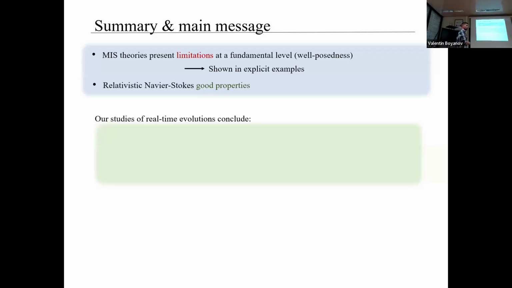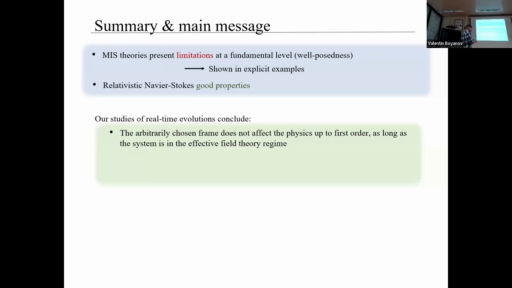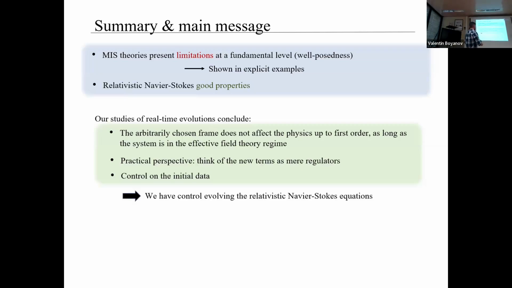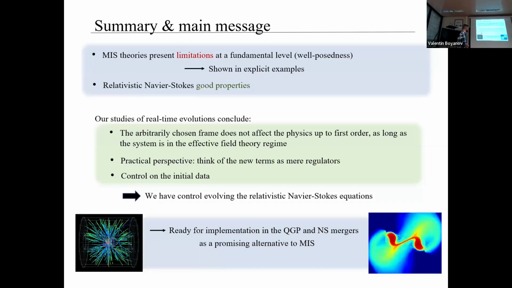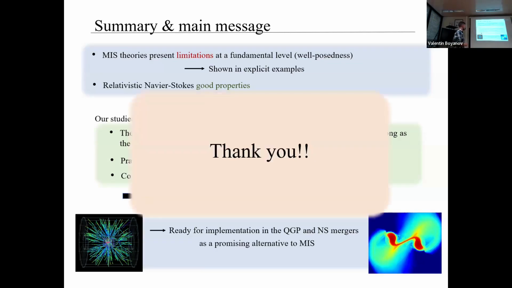Our studies of real-time evolutions provide evidence for the statement that the arbitrarily chosen frame does not affect the physics to first order, as long as we are in the effective regime. We can think of these new terms as regularizing the equations while keeping the physics the same. So the predictions of these equations should be the same, and we control the initial data. So we are ready to implement these relativistic Navier-Stokes equations in physical systems of interest, like the quark-gluon plasma or neutron-star mergers. Okay, thank you.